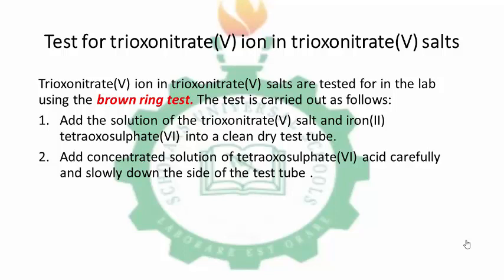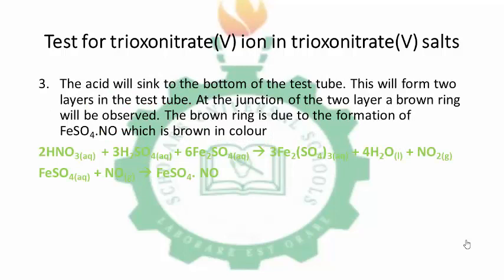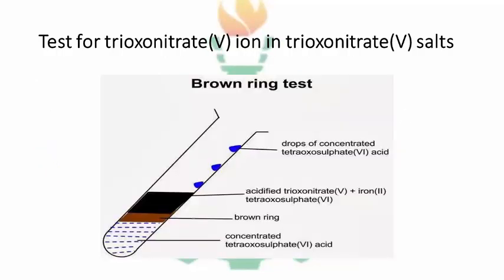Then after that, the mixture is added into a clean dry test tube. And after we've done that, we add a solution of concentrated tetrasulfate 6 acid carefully and slowly down the side of the test tube, as we have in this diagram. Now you can see that this drop of concentrated tetrasulfate 6 acid is added slowly and carefully at the side, please let's take note, at the side of the test tube.